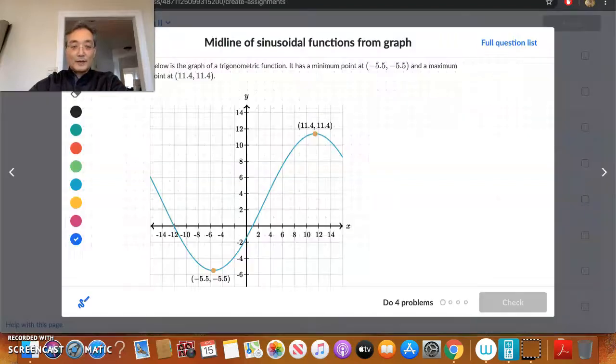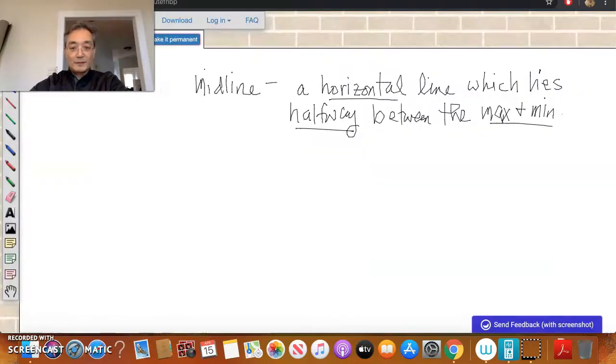So let's go back here. Here's the maximum, here's the minimum. What is the equation of a horizontal line that's halfway between them? This is the vertical distance from here to here, right? Then there's got to be a horizontal line that cuts that vertical distance right in half. So they want to know what that line is. So let's find it.